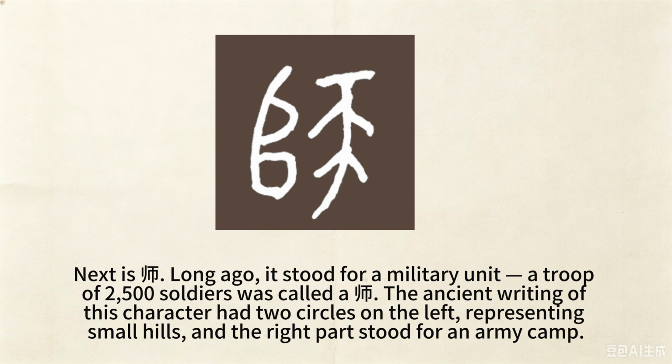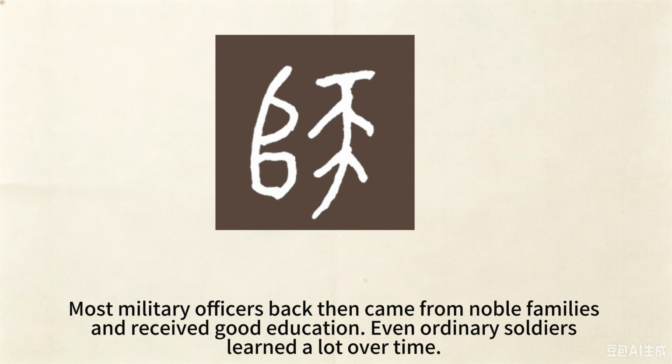Next is 师. Long ago, it stood for a military unit. A troop of 2,500 soldiers was called a 师. The ancient writing of this character had two circles on the left, representing small hills, and the right part stood for an army camp. Most military officers back then came from noble families and received good education. Even ordinary soldiers learned a lot over time.